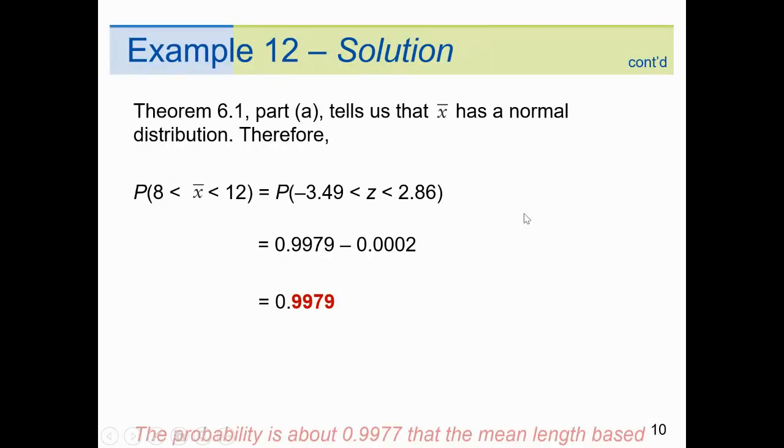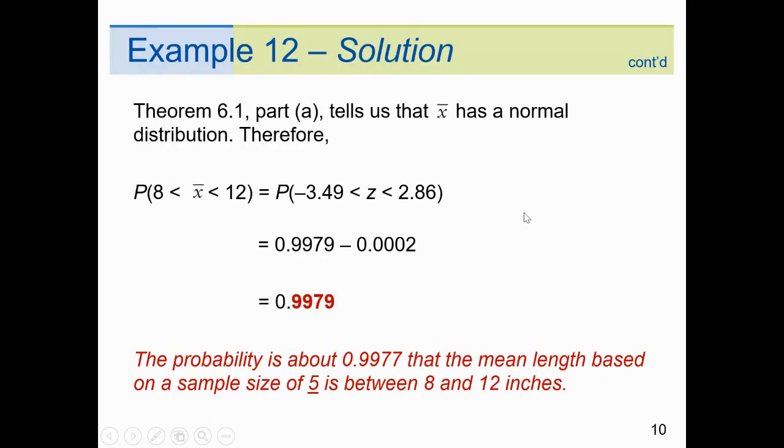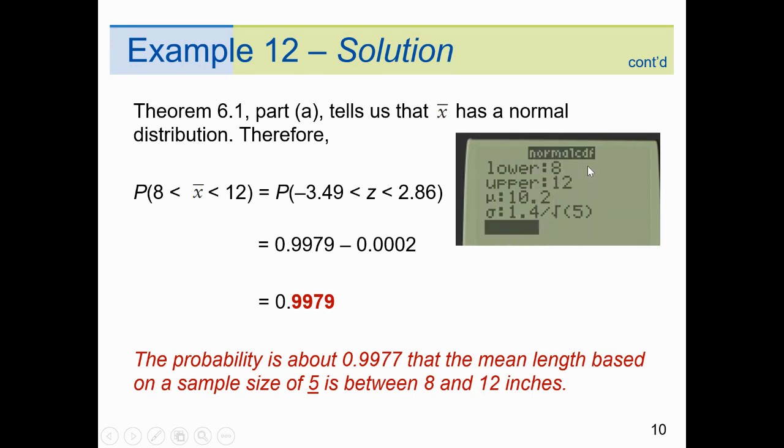You would not have to do that. All right. The probability that the average length of 5 fish is between 8 and 12 inches is 0.9979. Pretty high. But we're going to use the calculator. We know our lower limit is 8. We know our upper limit is 12. We're going between 8 and 12. There's the mean. That hasn't changed.